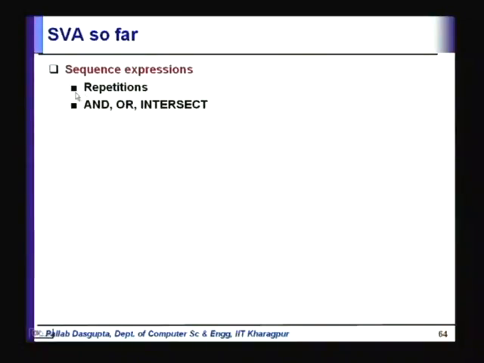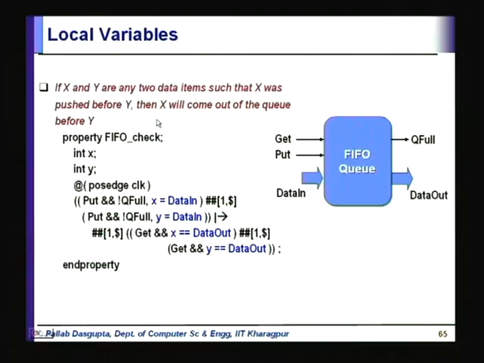So, we have been studying different features of SystemVerilog assertions in the last couple of classes. In the last class, we looked at two types of constructs, namely repetitions, and then the and, or, and intersect kind of logical operators. Today, we will start by looking at another very interesting feature in SystemVerilog assertions.